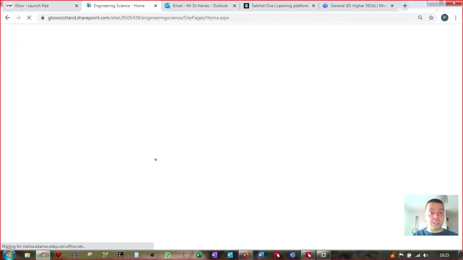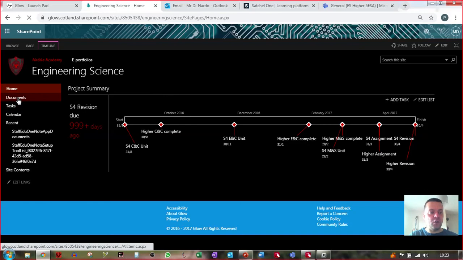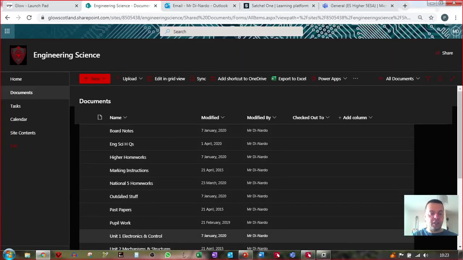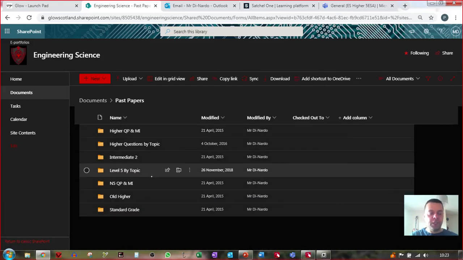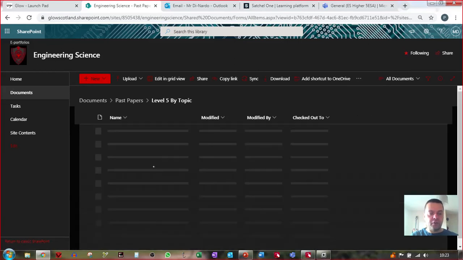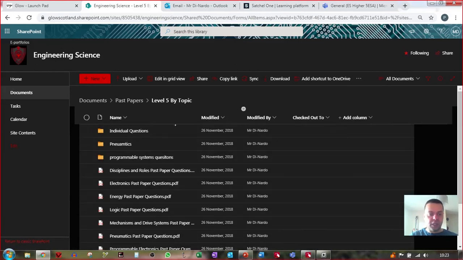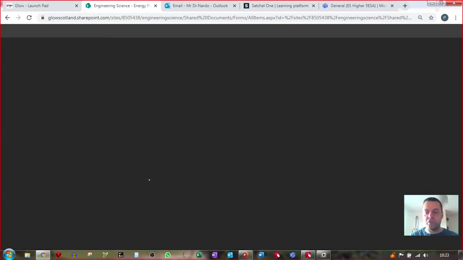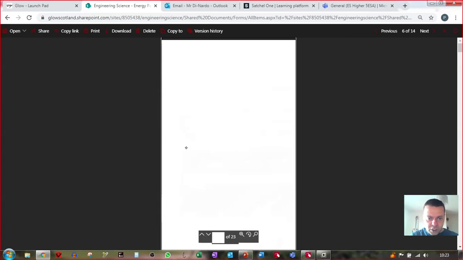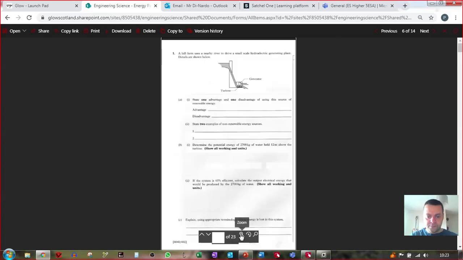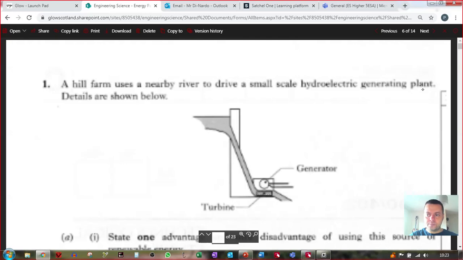You should bookmark this page, because in the documents tab this is where all of the notes, all of the assignments, the copy of the data book and past papers are. Let's get a look at some of these past papers just to show you what I'm talking about, about when to round to the correct number of significant figures. I go into level 5 by topic, and I'm going to look at the energy one because that'll probably have the biggest concentration of maths questions in it. Right, so see this question here. Oh, what's happened? Let's zoom into width.